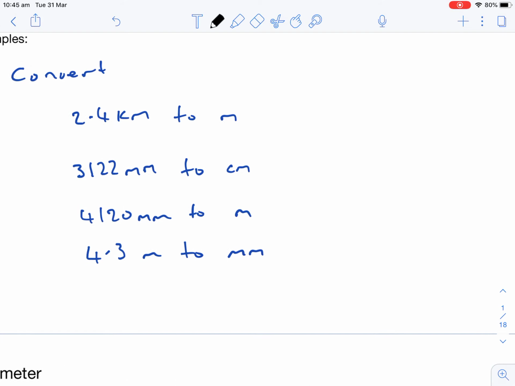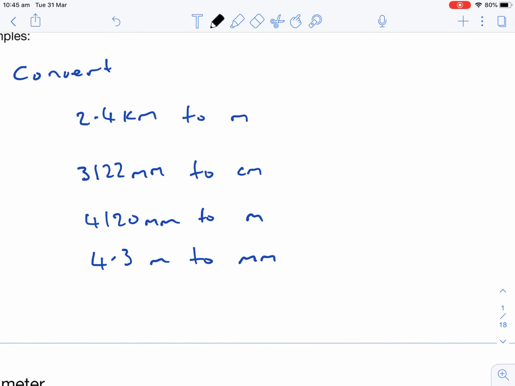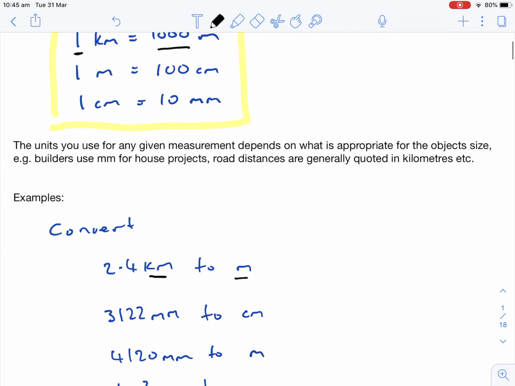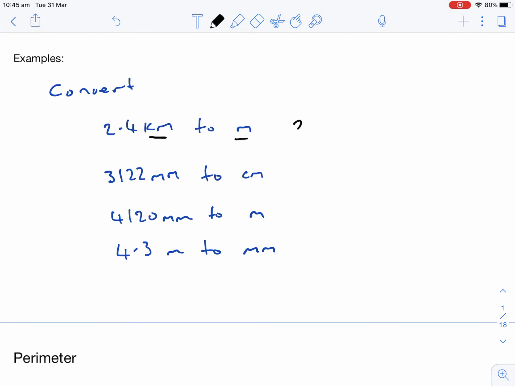Right, so let's convert these examples. So first of all, we're going to convert 2.4 kilometres to metres. So if I'm starting with kilometres and I'm going to metres, I know my number's going to get bigger, so that's going to prompt me to multiply. And the conversion from kilometres to metres was 1,000, okay? So if we were going to do this one, my answer would be 2.4, I'm going to times it by that 1,000 to make it bigger.